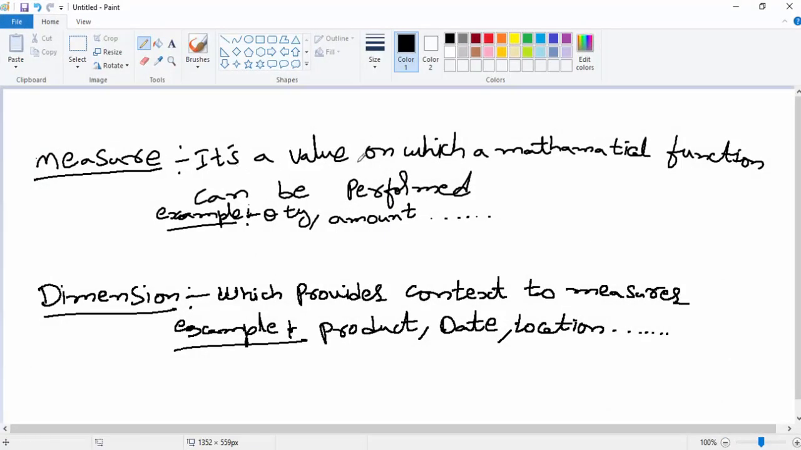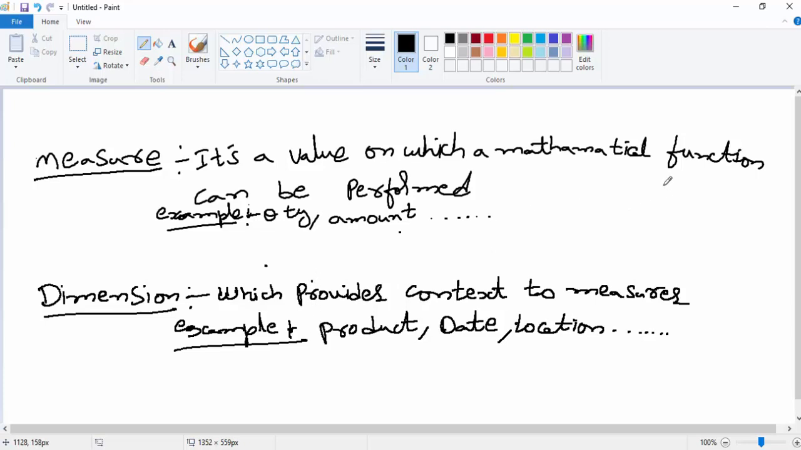Measures are values on which a mathematical function can be performed, like quantity and amount. Whenever you build fact and dimension tables like star schema and snowflake schema, you will always have sales amount, sales quantity, and return quantity. All the quantities and amounts are measures, where you can perform mathematical functions like sum, minimum, max, total, average, mean, median, mode. That is the measure. A dimension provides context to the measures.